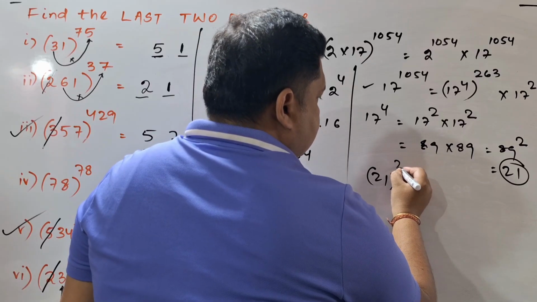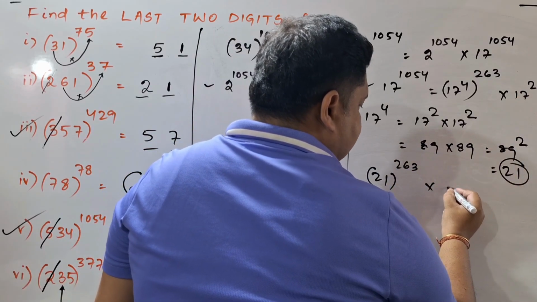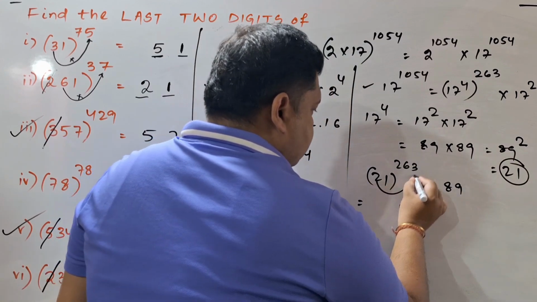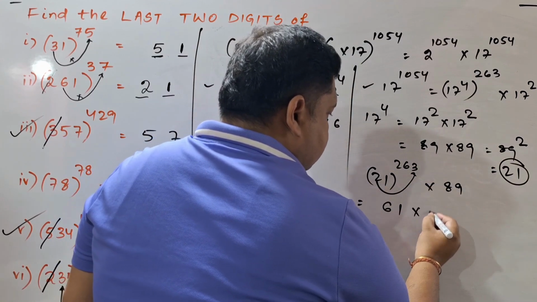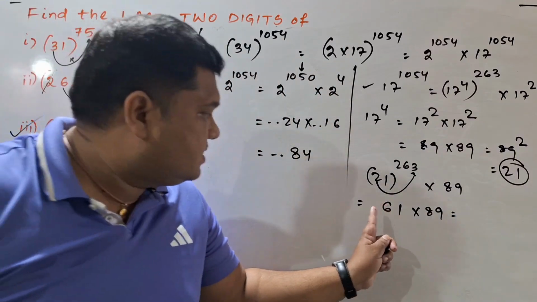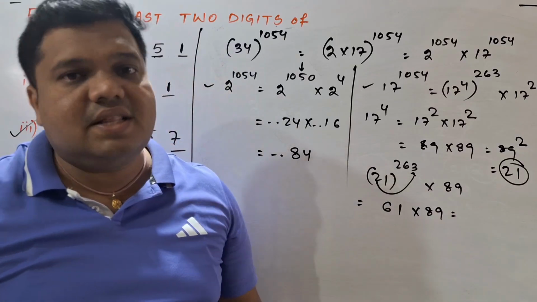The power is 263. Into 17 square, which is 289, so 89. What is the result? This is 1. 2 into 3 is 6. So 61 into 89. What is the answer here? Multiply 61 with 90, minus 61 into 1, that is 61.